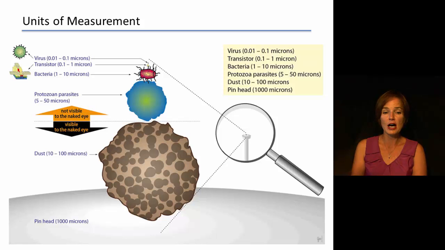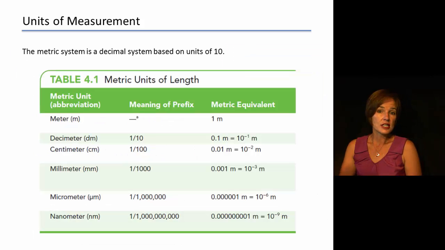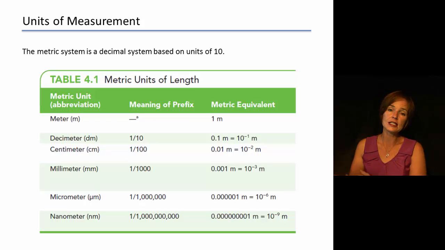When we start to talk about all of these very tiny things, we measure in what we call microns. Microns are a tiny unit of measure. So let's talk a little more about the units of measurement we use as they apply to microbes. The system we use in really any type of science is the metric system. The metric system is a decimal system based on units of 10. We're looking at distances or lengths, so we're measuring in meters, but in fractions of a meter. A meter would be much too large. A meter is over a yard in length.